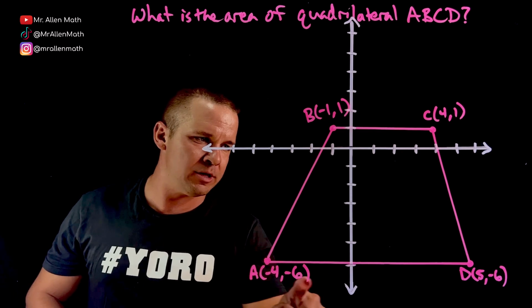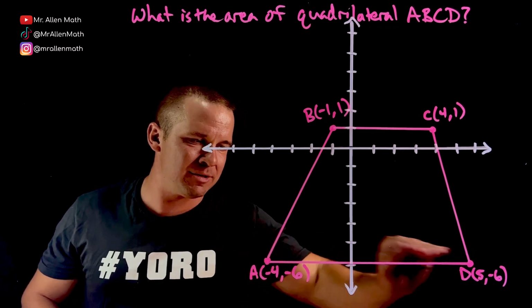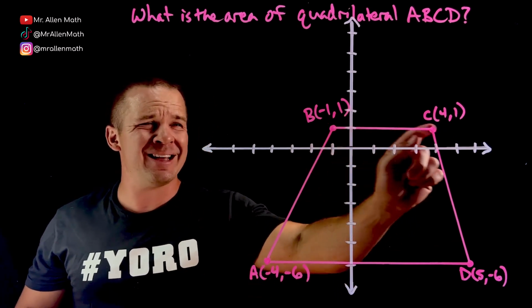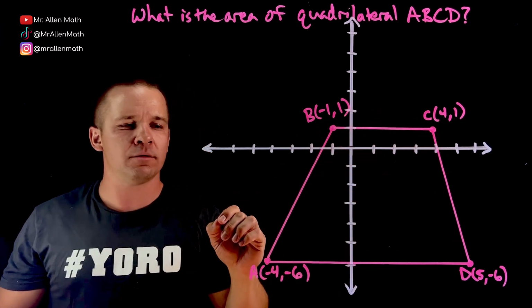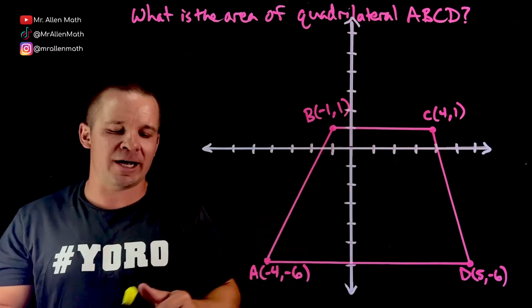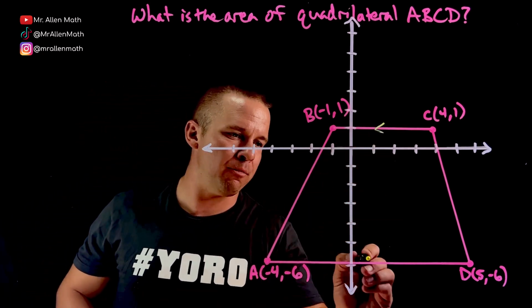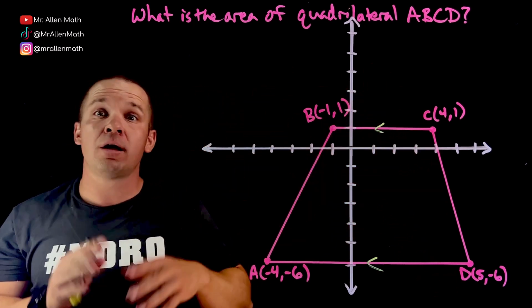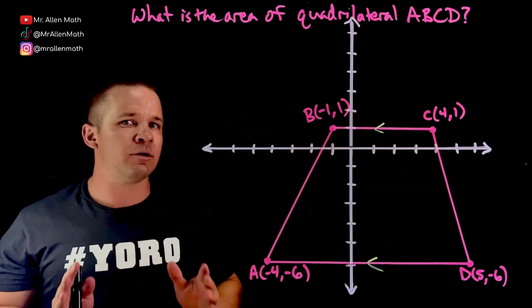Now, my y-coordinates of A and D, this bottom side here, are both -6. My y-coordinates for B and C are both 1. This means we have two horizontal lines. Thus, these bad boys are parallel. That is enough right there, with how the rest of it's drawn, to be a trapezoid, okay? So I know I'm dealing with a trapezoid.